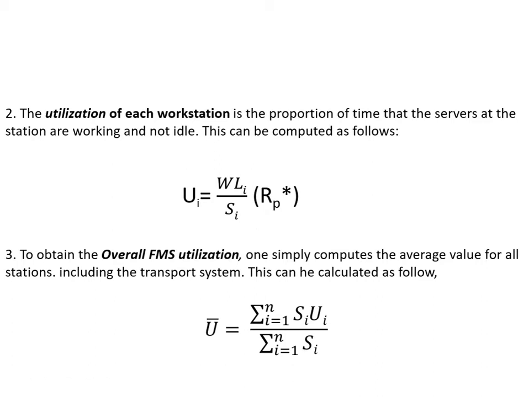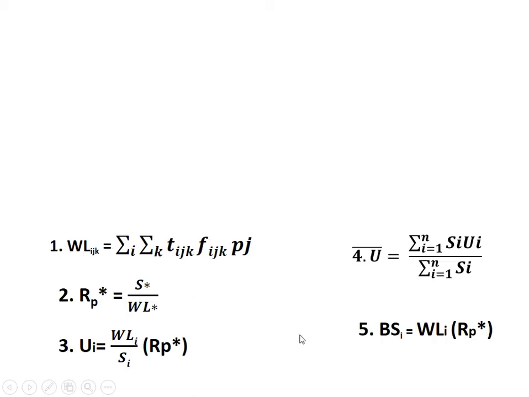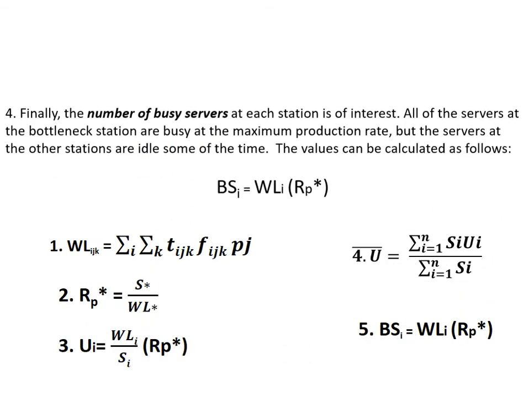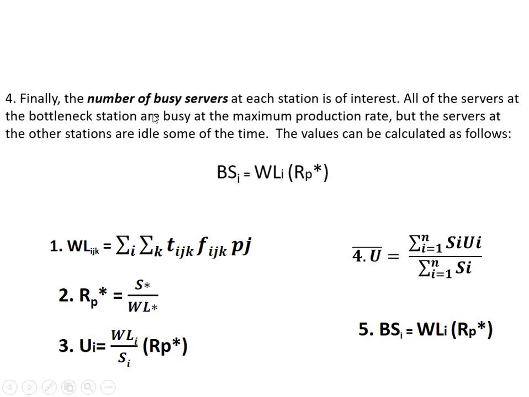After that, the overall utilization of the flexible manufacturing system you calculate by considering all the workstations in the system, and the formula for doing that is this, which is represented by U bar. Finally, the number of busy servers or busy workstations can be calculated using this particular formula. All these formulas noted over here are very important, because in the exam you will be asked to calculate these terms by giving an example problem.